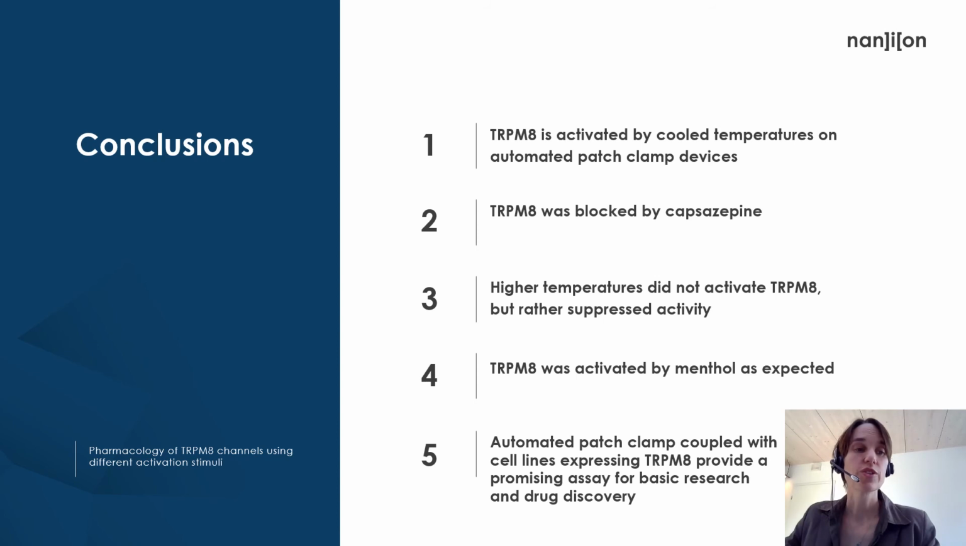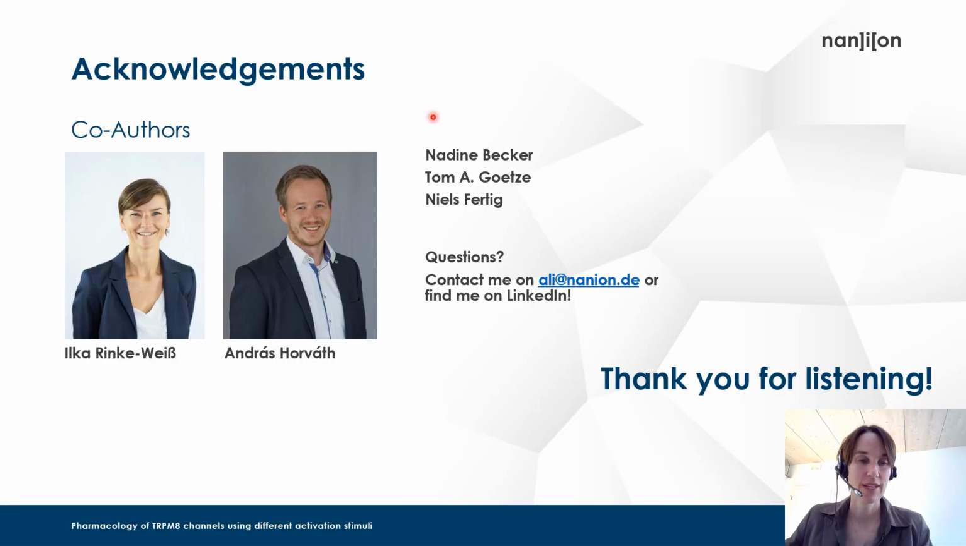In conclusion, TRPM8 was activated by cooled solution on automated patch clamp devices, and the activation by cooled solution was blocked by capsaicin. Higher temperatures did not activate TRPM8, but rather blocked activity. TRPM8 was activated by increasing concentrations of menthol, and the combination of automated patch clamp with cell lines expressing TRPM8 offers a promising assay for basic research and drug discovery.